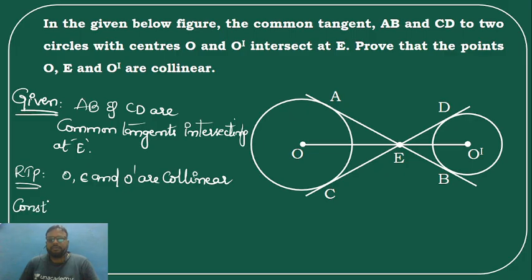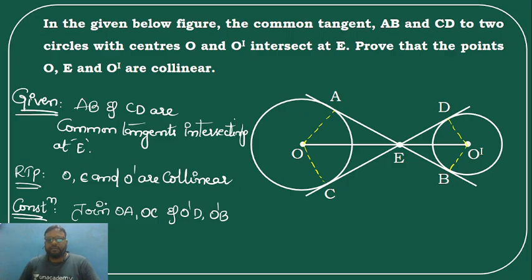Next, construction. In this, we will join OA and OC. Similarly, we will join O dash D and O dash B. Okay, so this is the construction part what we will be doing here. Join OA, OC and O dash D, O dash B. So this is the construction part.